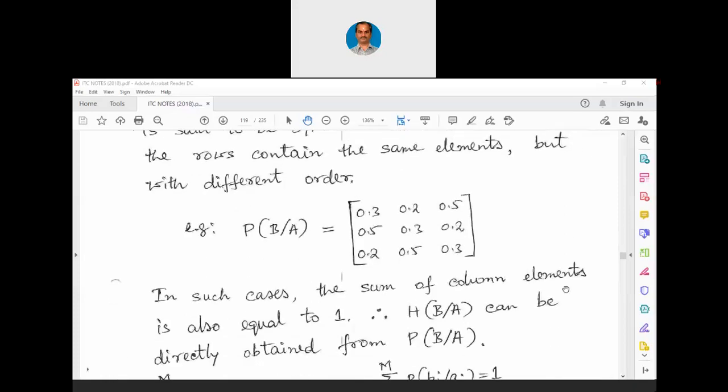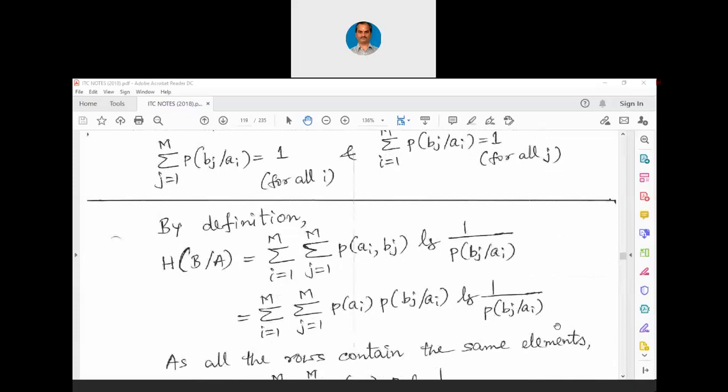So in such a case, the sum of column elements is also equal to 1. Therefore, H of B slash A can be directly obtained from P of B slash A. Earlier, we had to construct the joint probability matrix and use it to compute the equivocation or the mutual information. Now here, we can directly obtain the equivocation from the channel matrix or the noise matrix, and by using that we can find out the mutual information as well. That is the idea here.